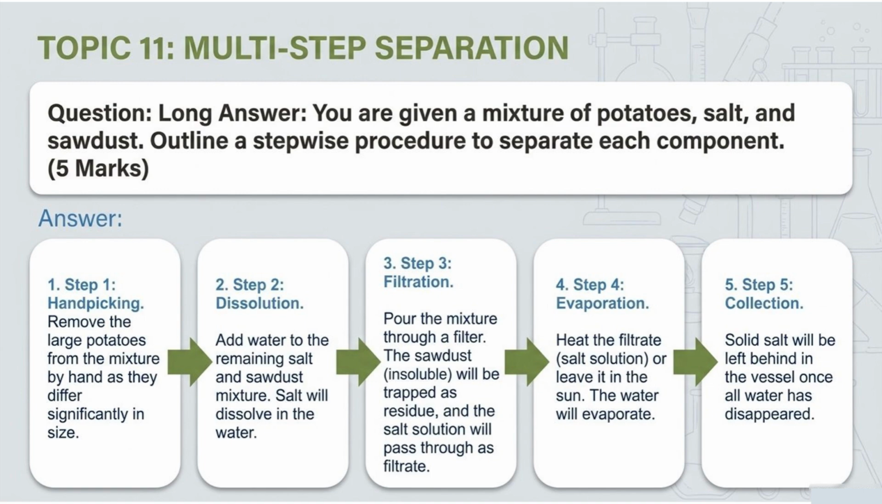Step 3. Filtration. Pour the mixture through a filter. The sawdust, being insoluble, will be trapped as residue and the salt solution will pass through as filtrate. Step 4. Evaporation. Heat the filtrate salt solution or leave it in the sun. The water will evaporate. Step 5. Collection. Solid salt will be left behind in the vessel once all water has disappeared.